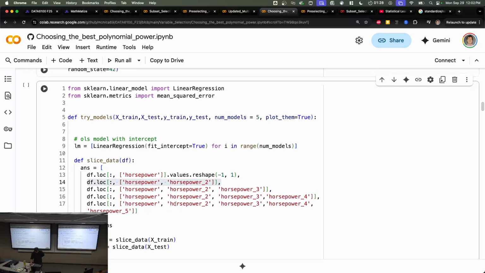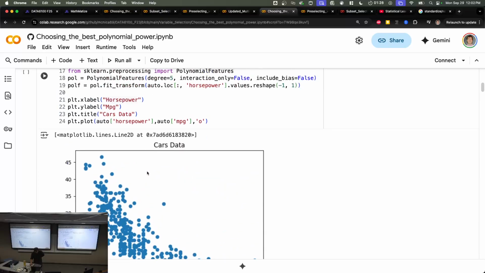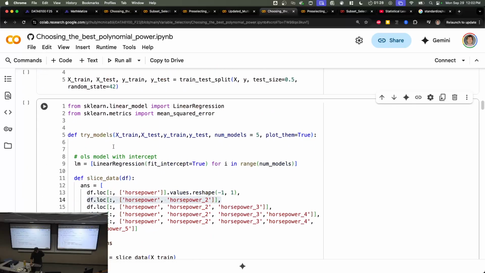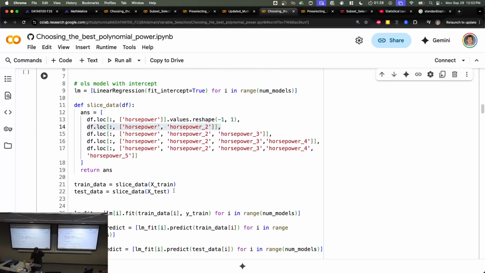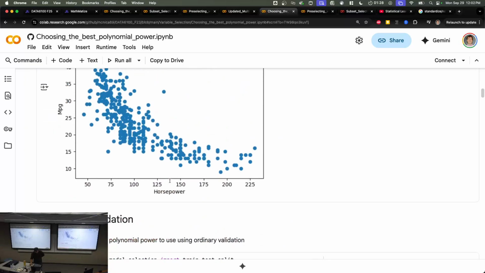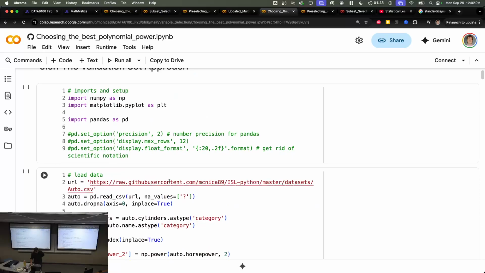Let me see. Was there something I had? Yeah, this is ordinary validation, the kind of thing we've been talking about. Where did I take the train data? Oh yeah, I have xtrain and xtest. Okay, where were xtrain and xtest made? Let's find xtrain and xtest.